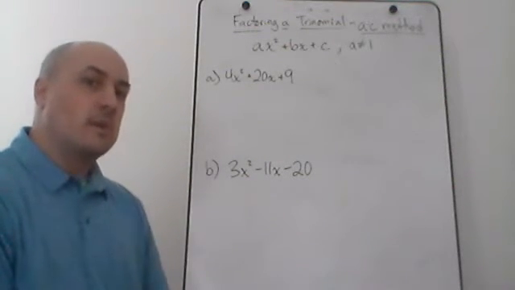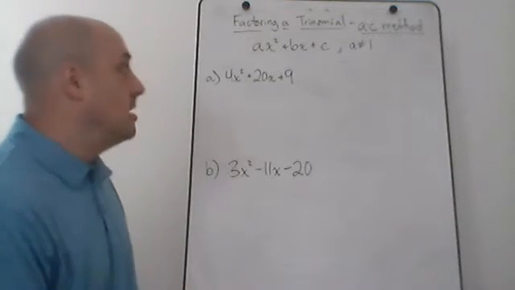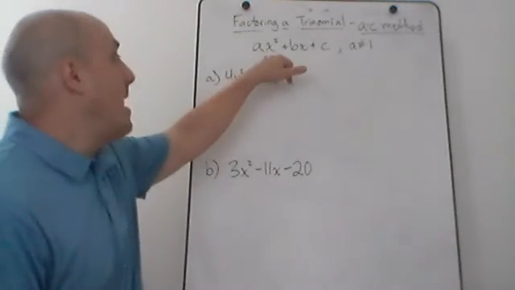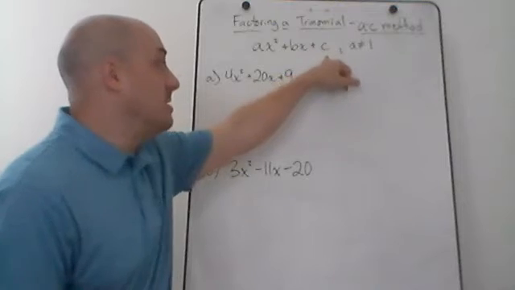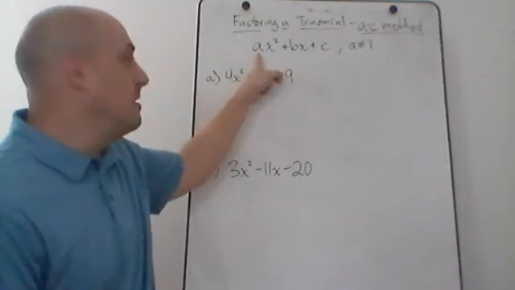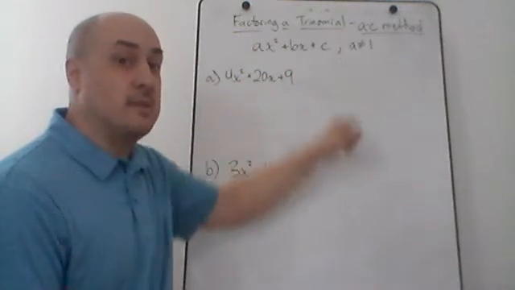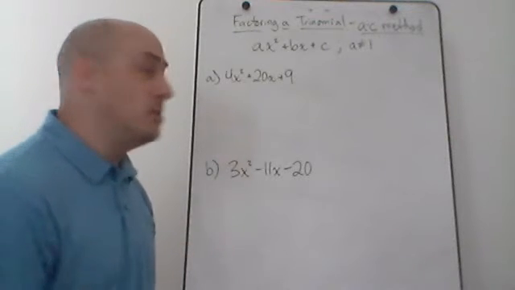All right, in this video we're going to talk about factoring a trinomial using what we call the AC method. This is for trinomials in the form ax squared plus bx plus c. The AC method refers to that leading coefficient, the number in front of the x squared, and that constant at the end, the number that doesn't have the x attached to it. Those are the a and the c that we're talking about in this method.